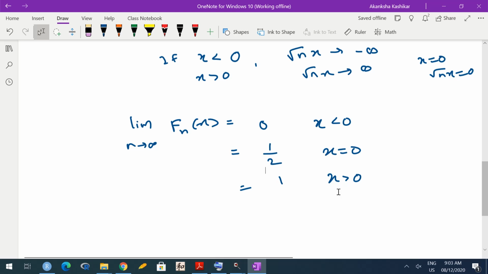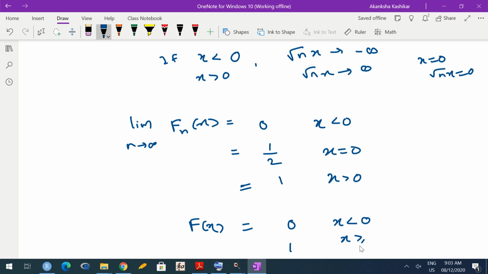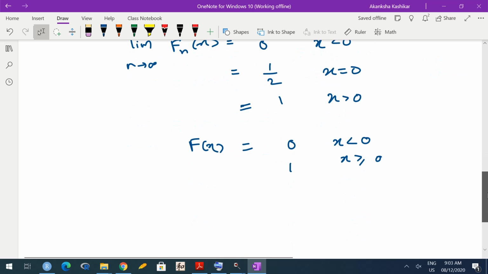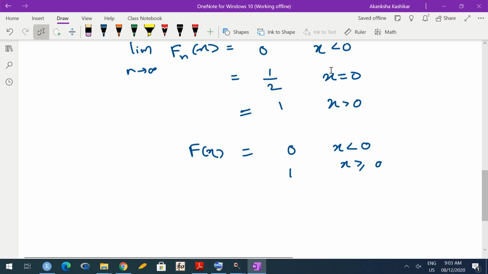However, we had mentioned that we are expecting that this converges to a random variable which is degenerate at 0. What is the CDF for that? The CDF for that is 0 if x is less than 0 and 1 if x is greater than or equal to 0. Now, are these two limits equal? Technically, they are not equal because at x equal to 0, the values are different. At x equal to 0, I have half here, whereas here at x equal to 0, I have 1.